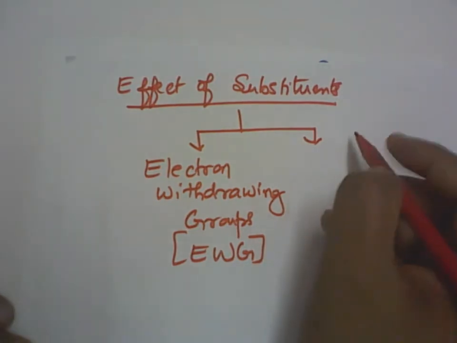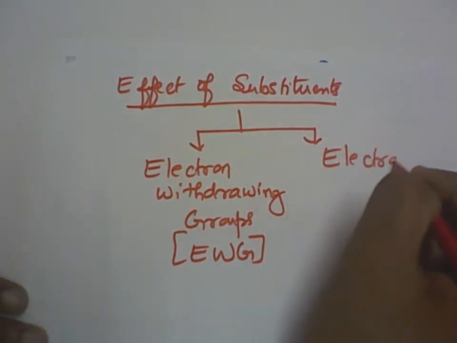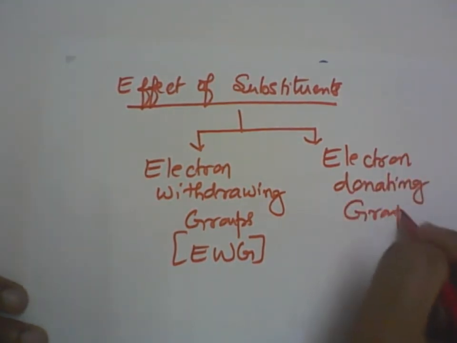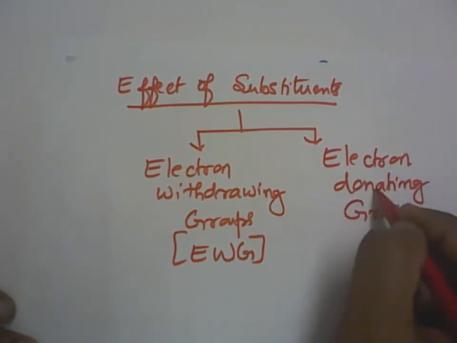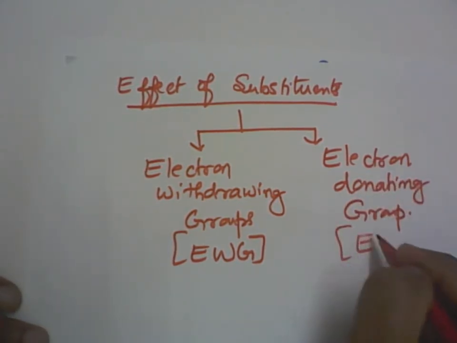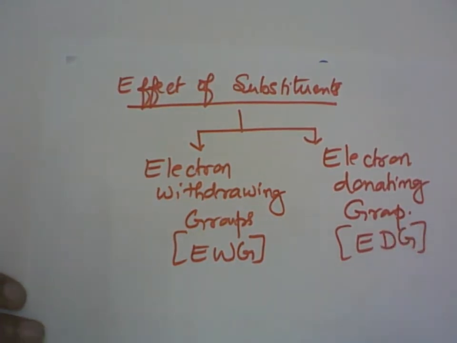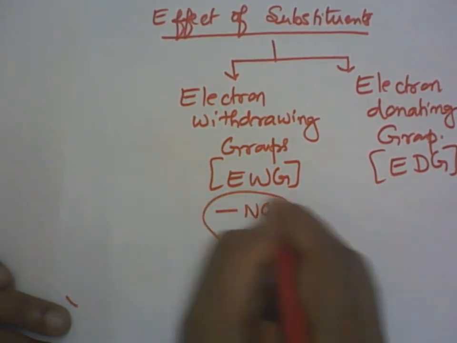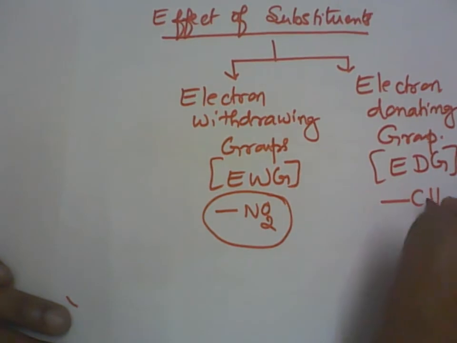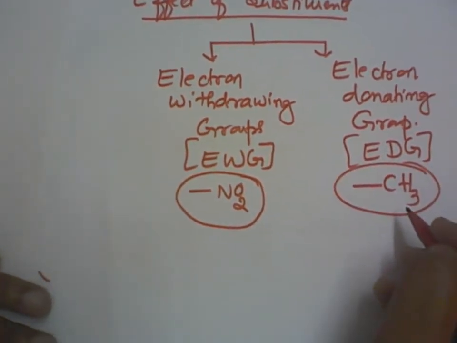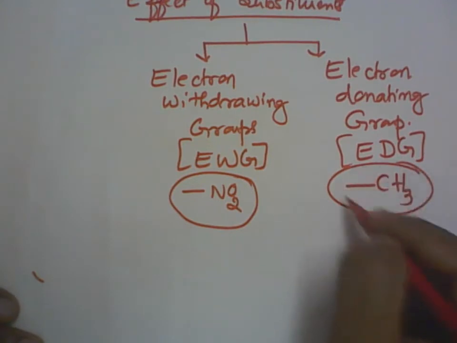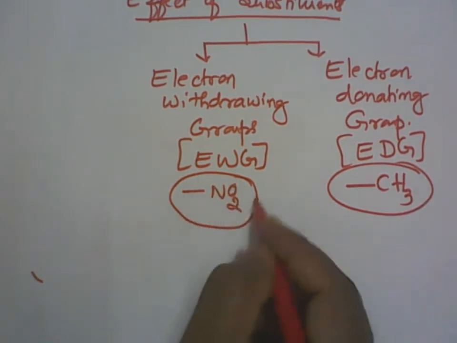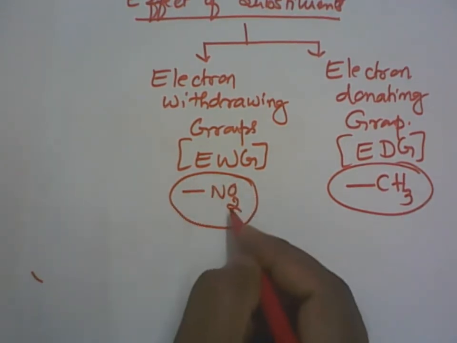The other one is electron donating groups, or electron releasing groups. I'll write it as EDG, electron donating groups. So I'll give one example here. One is a nitro group. I'm going to take nitro as the example. Here I'm taking CH3. Remember, alkyl groups are electron donating groups. This you have studied in the plus I effect, the inductive effect. Here there is an electron withdrawing NO2 group, minus R effect.